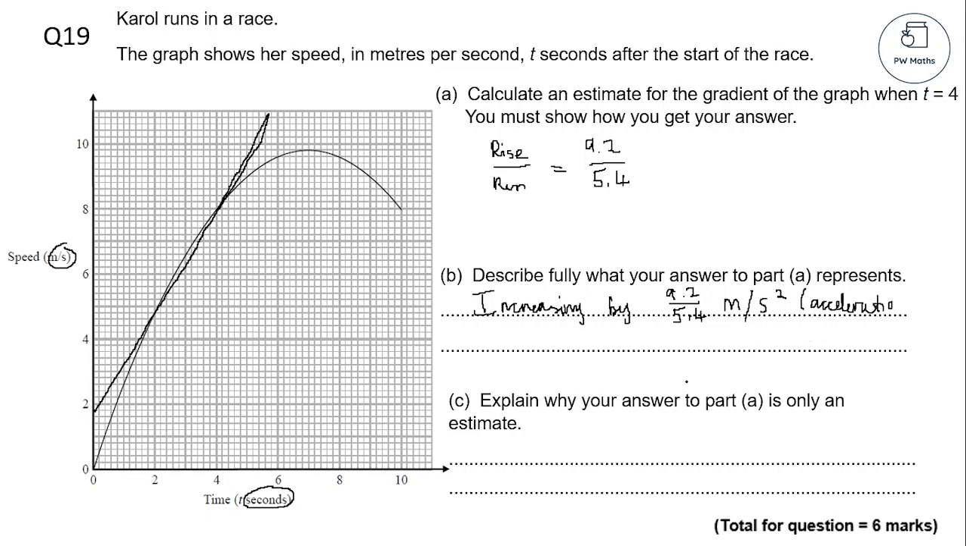Part C: Explain why my answer to part A is only an estimate. Well, I drew a tangent. In fact, my tangent wasn't brilliant. I'm sure yours will be better than mine. It's supposed to just touch the curve once. And my answer is only an estimate because everyone's tangents are slightly different gradients.